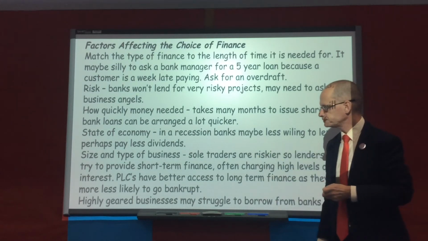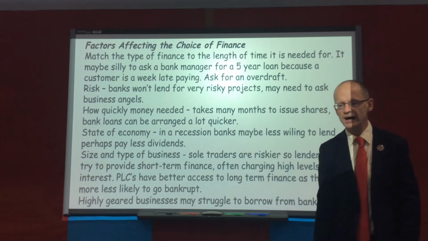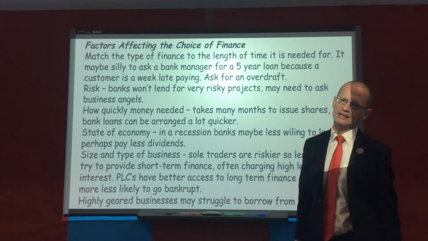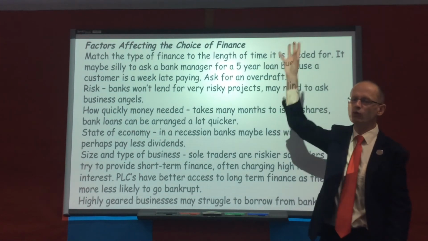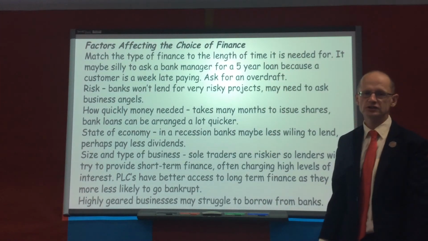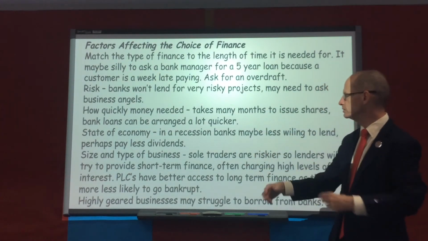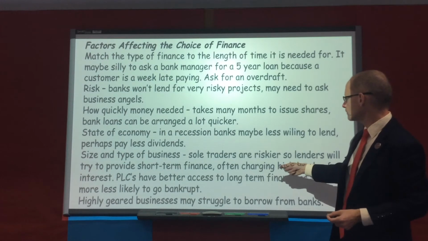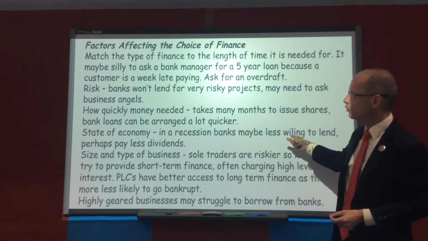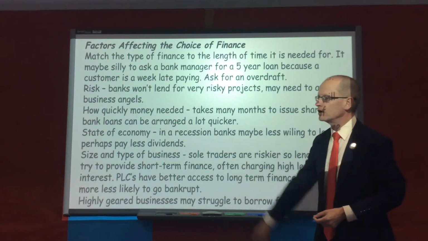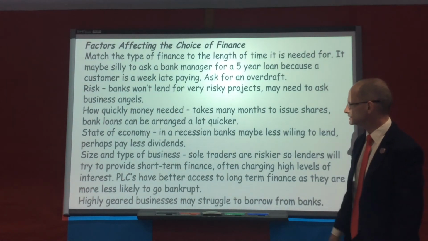The state of the economy. If the economy is doing really badly, obviously banks are going to be less likely to lend. If the economy is doing really, really well, as it's doing now in 2017, banks are probably going to be more likely to give lots and lots of money to businesses. And you can see there I spelled running wrong. Then the size and type of business.